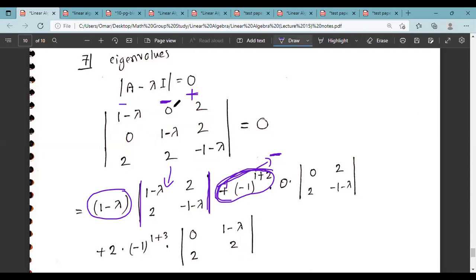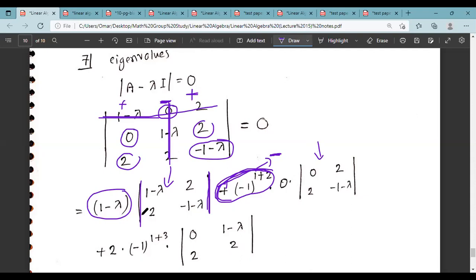So now we have to work with the second entry of the first row. So then we cancel the first row and the second column. So we get 0, 2, and 2, minus 1 minus lambda. So here is that. Okay, 0, 2, and 2, minus 1 minus lambda.